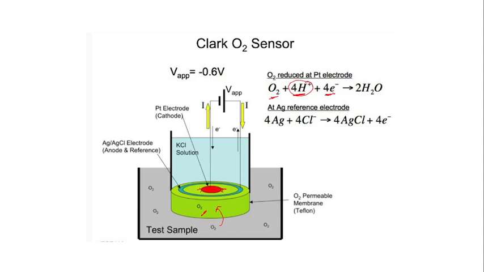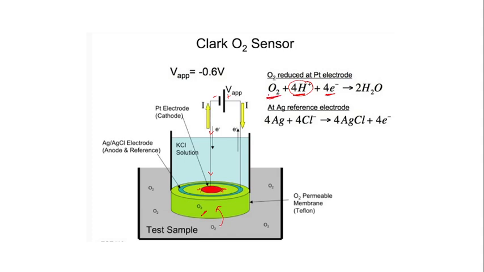From where are these 4 electrons coming? See, this electrode is connected with the negative terminal. So electrons are coming from your negative terminal, and finally they are provided to oxygen by the platinum electrode. This is the platinum electrode, and these electrons are provided from it. And who is acquiring these electrons? Oxygen is acquiring the electrons, and this oxygen is coming from your test sample.